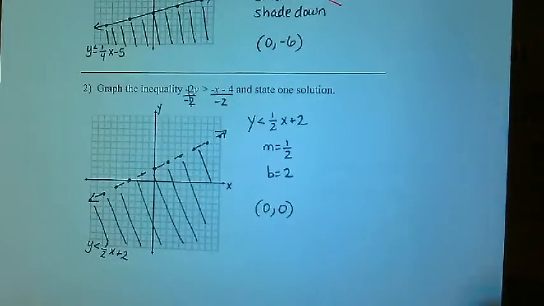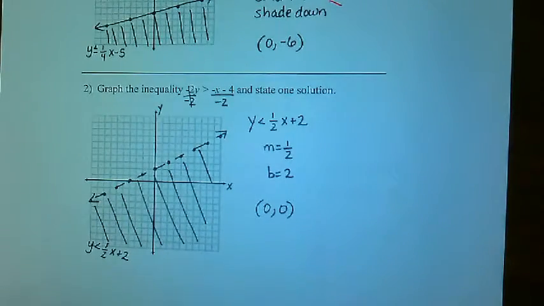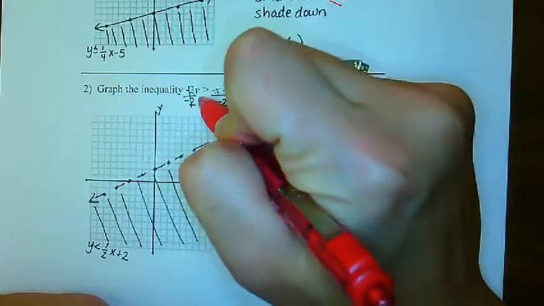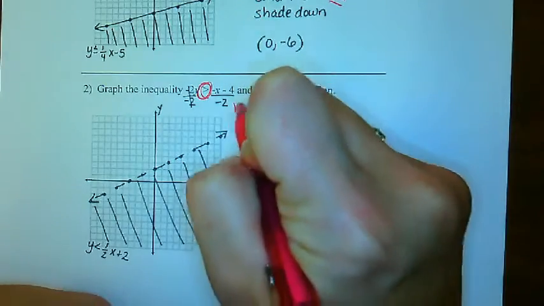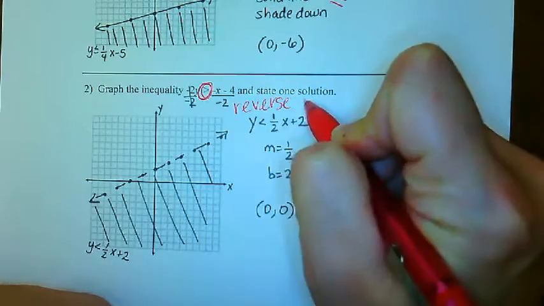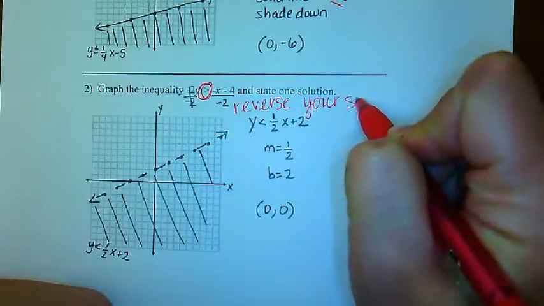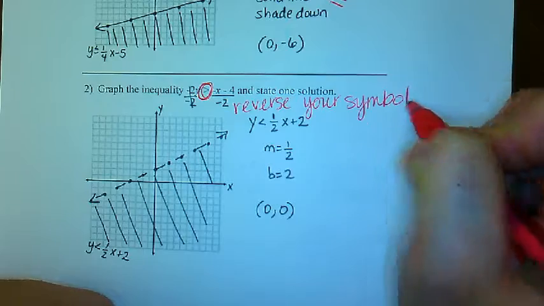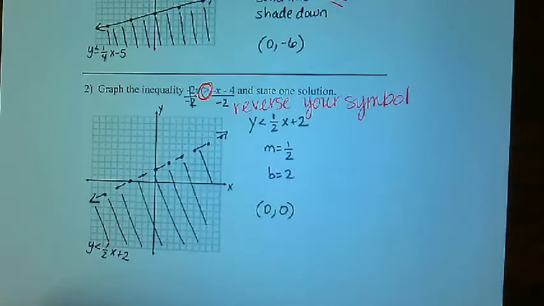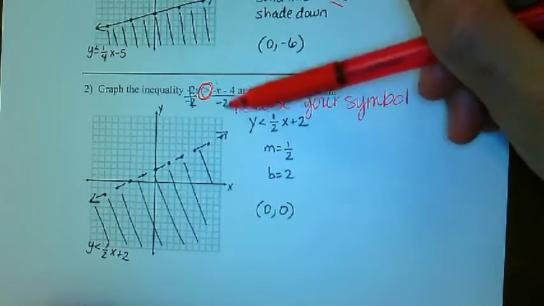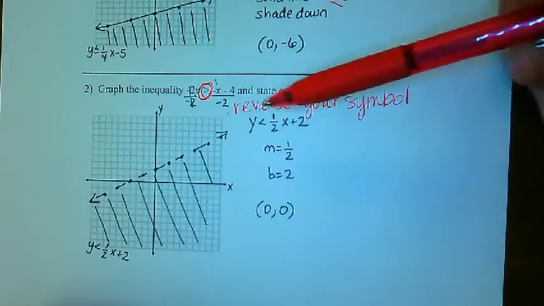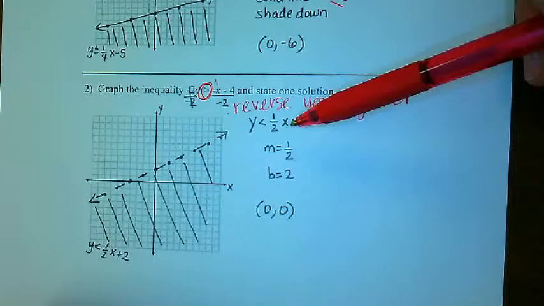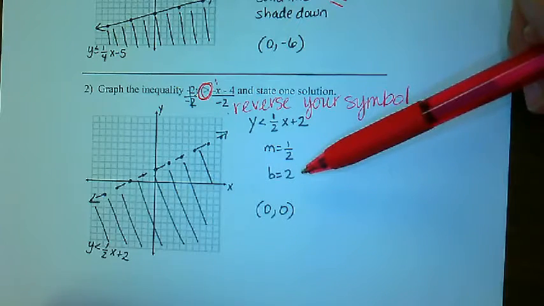Number 2, this one was very easy to solve, but you have to make sure when you divide or multiply by a negative, you need to reverse your symbol, your inequality. Okay, make sure you reverse that. Once you do that, be careful with your signs. This becomes 1/2 x and then plus 2. So my slope is 1/2, b equals 2.